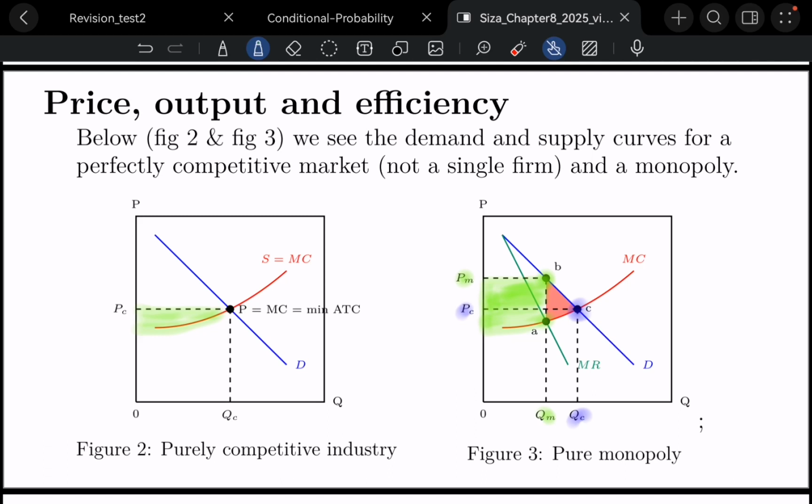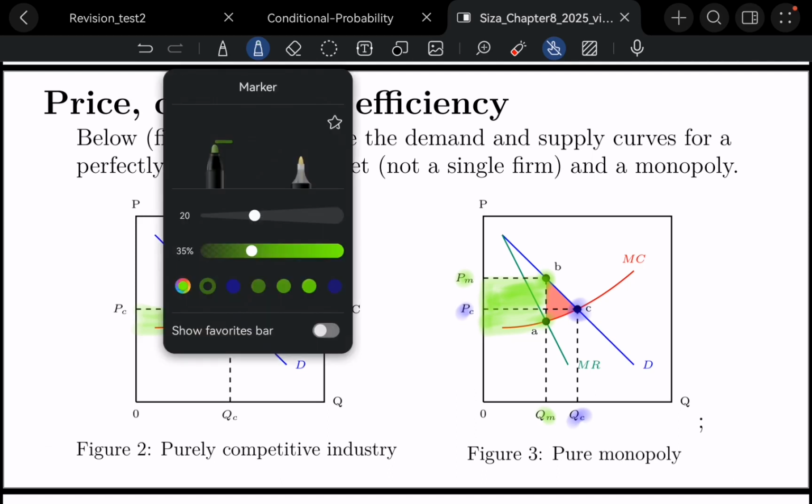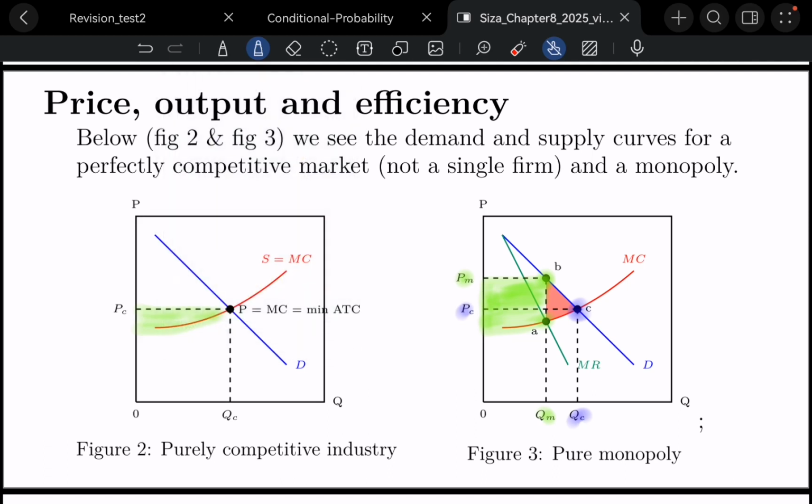But now, if we look at the consumer surplus, initially consumer surplus was quite high. And now, if we sketch out the consumer surplus, you can see that it reduced by a large amount. So because the consumer surplus is reduced, that's another economic effect we can talk about: a pure monopoly would reduce the size of the consumer surplus and increase the size of the producer surplus.